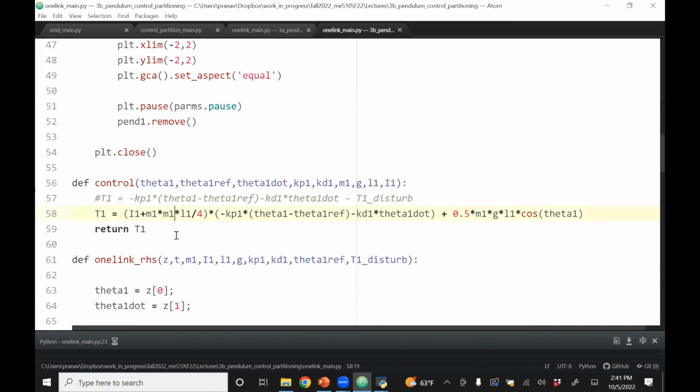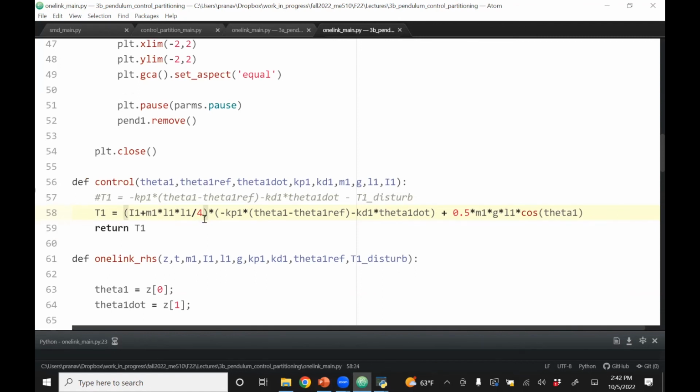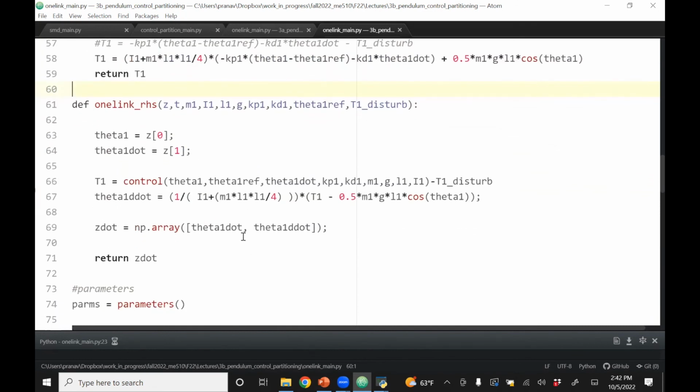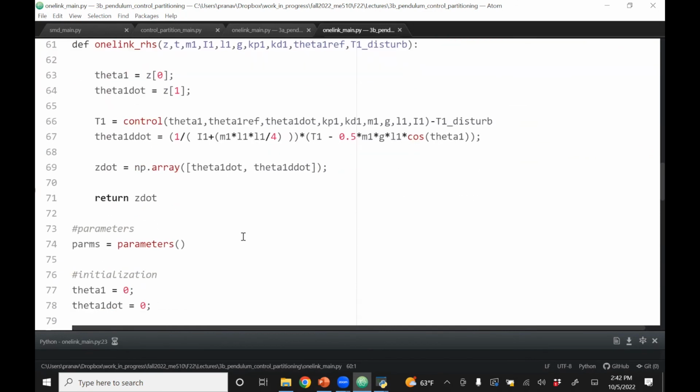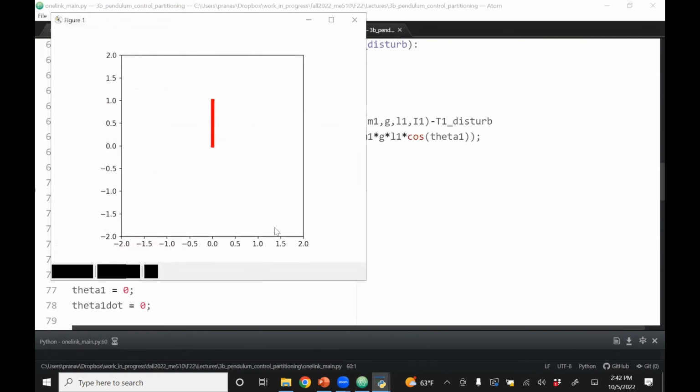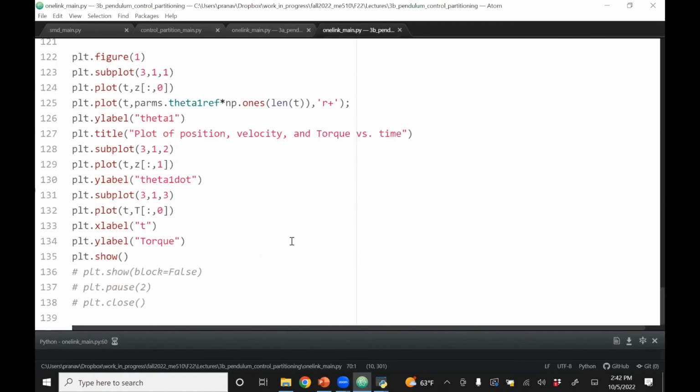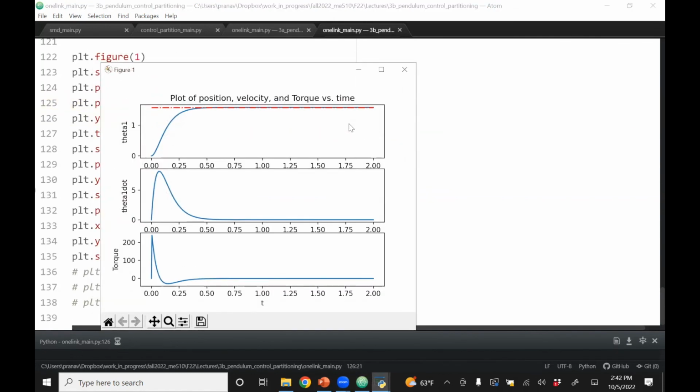Yes, this is wrong, right? It should be L1. That's a good catch. Okay, so ml squared divided by 4, and that's because the center of mass is in the middle. I did okay here. Let me get rid of that red, let me just make it dark. Okay, so it's spot on.